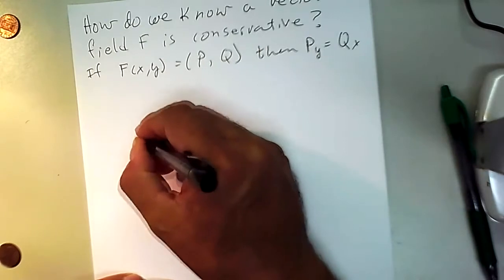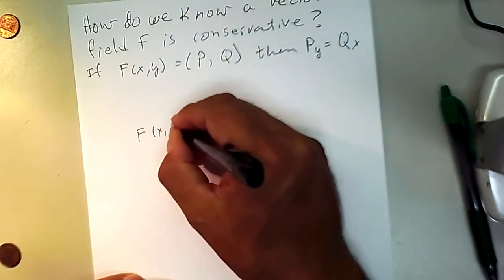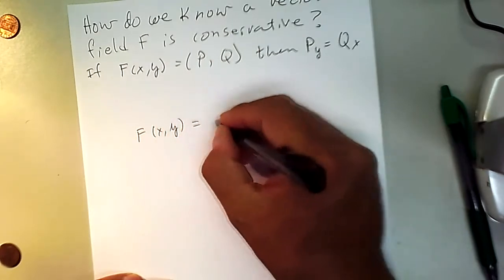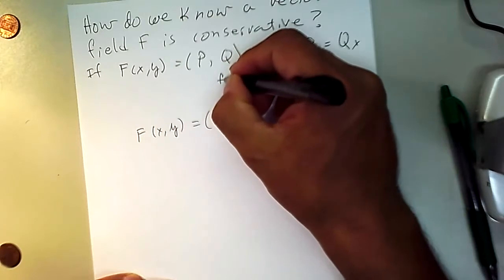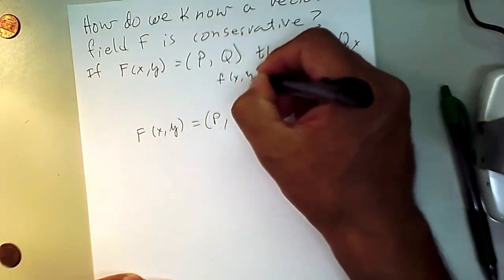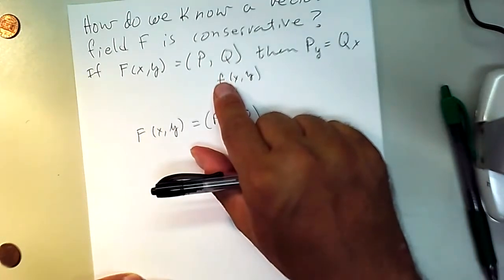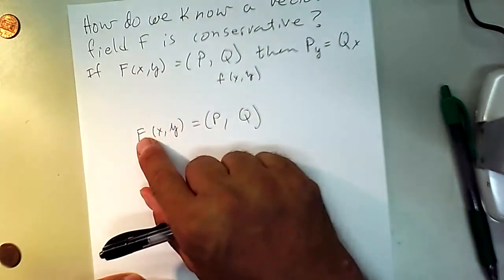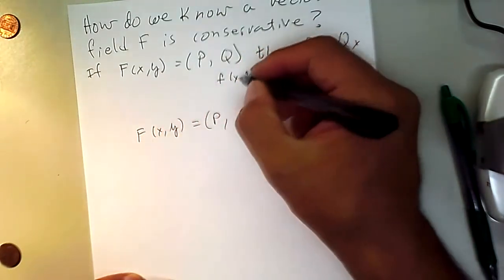Okay, so we want to know whether f, which is made up by p and q, comes from a function f of x, y. The output of this function is one-dimensional. The output of this function is two-dimensional. So we are differentiating between the two.